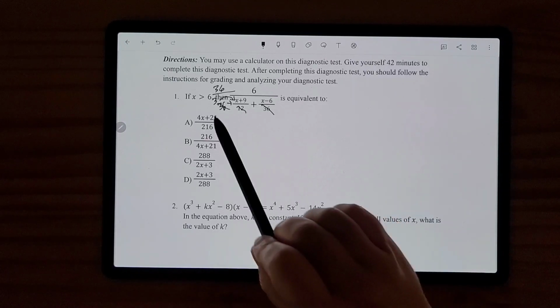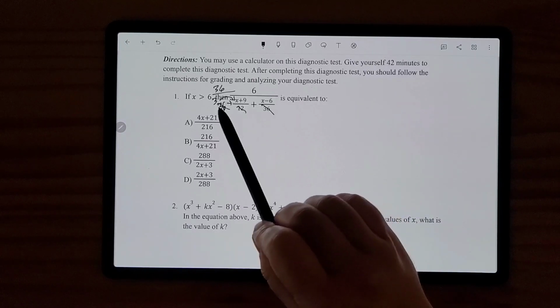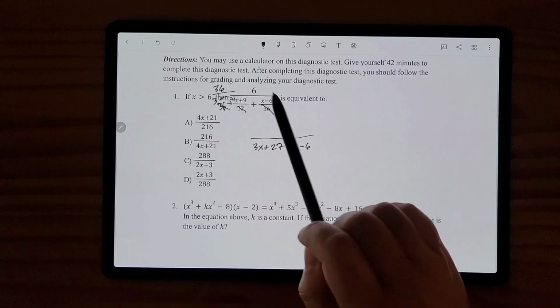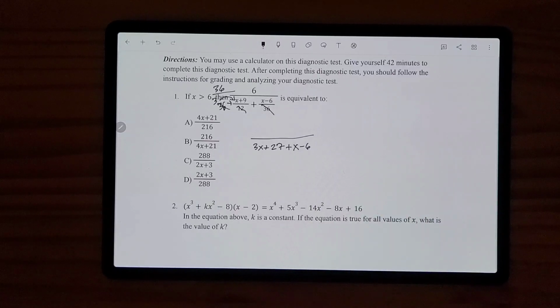So let's now distribute that 3 to each term right here, to the x and to the 9. So we've now distributed that 3 to the x and to the 9, and then I've just copied over the x minus 6, since x minus 6 over 1 is just x minus 6. And now I'm going to multiply the top 36 times 6 up here, and I get 216. Now I'm going to combine like terms on the bottom, putting my x's together and my regular numbers together. And when I do that, I get that the answer is B.